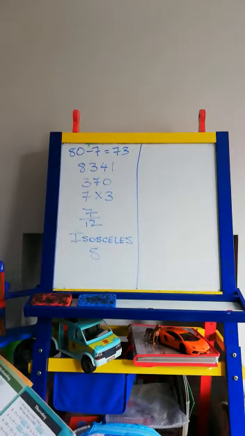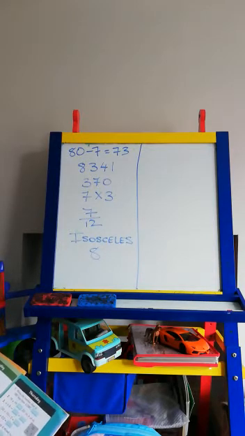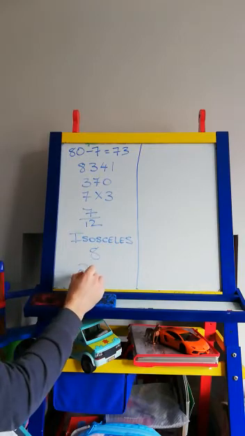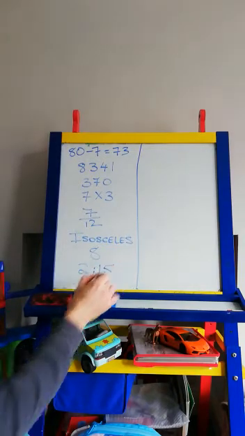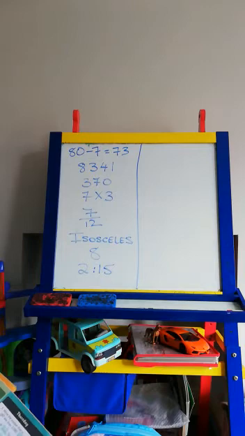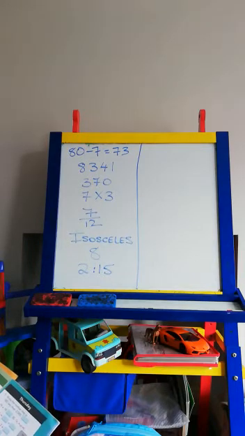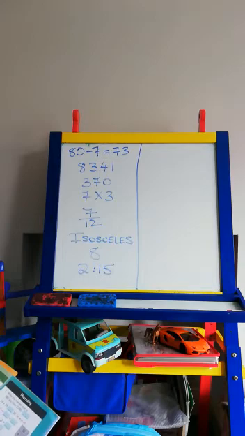Question 8, 2:15 as a digital time, that's easy. 2:15 as a digital time is 2:15. Question 9, how much heavier is 34.6 kilograms compared to 26.7 kilograms?